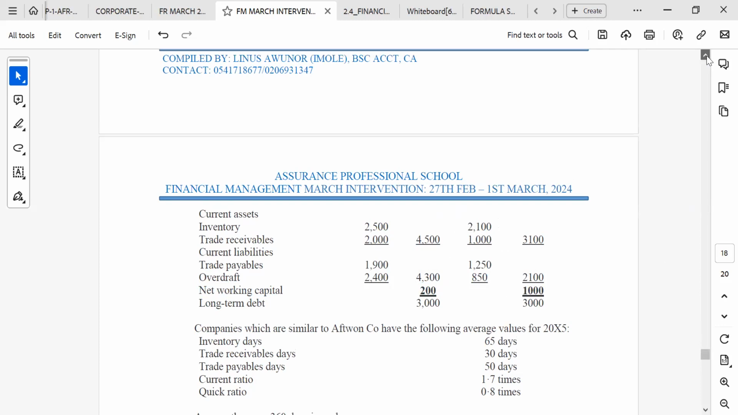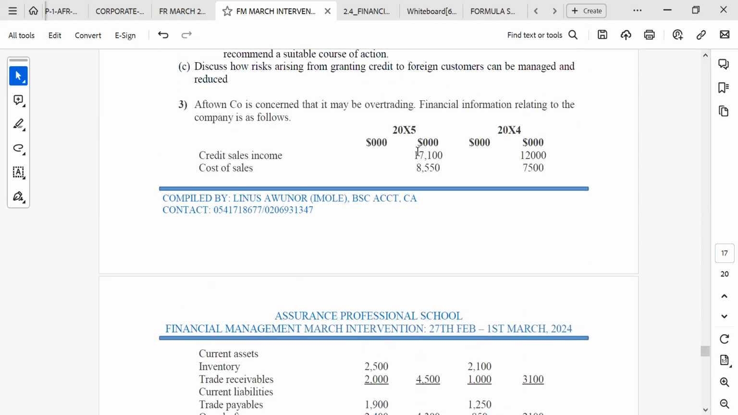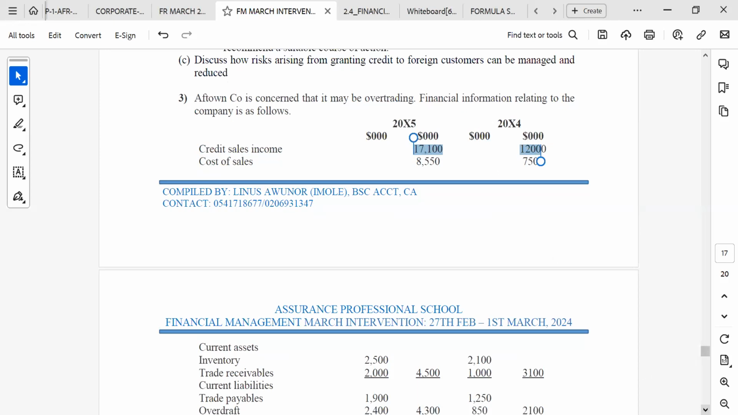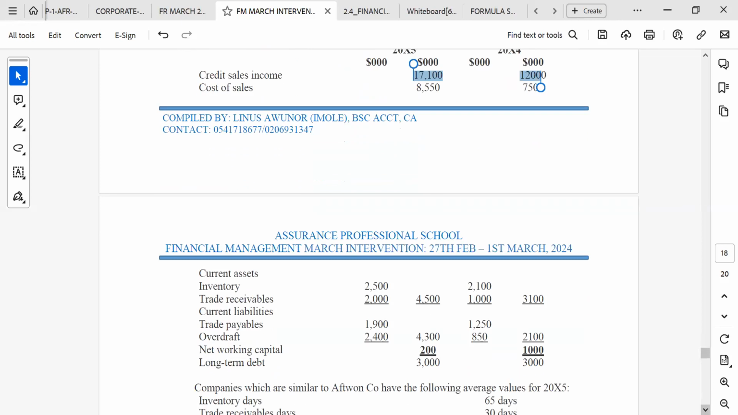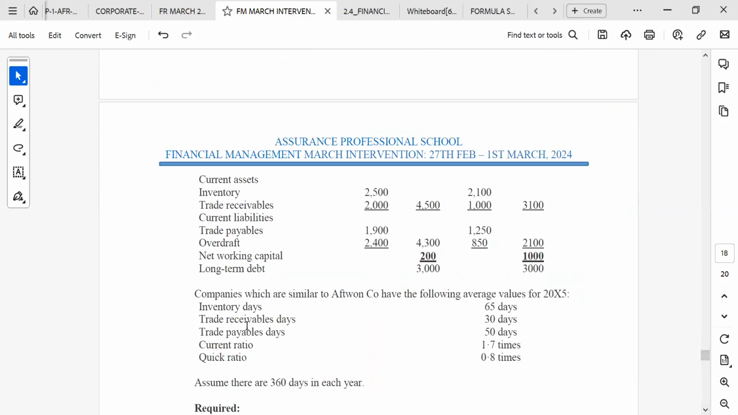The first calculation will be based on the change in the revenue. What is the change in the revenue? It will be 17,100 minus 12,000, multiplied by 100. That will give you the change. Then you come to the change in the inventory or you calculate the inventory days. The question has given you inventory days, trade receivables days and trade payable days. So you can also calculate those and compare with the industry average and see whether it is more.